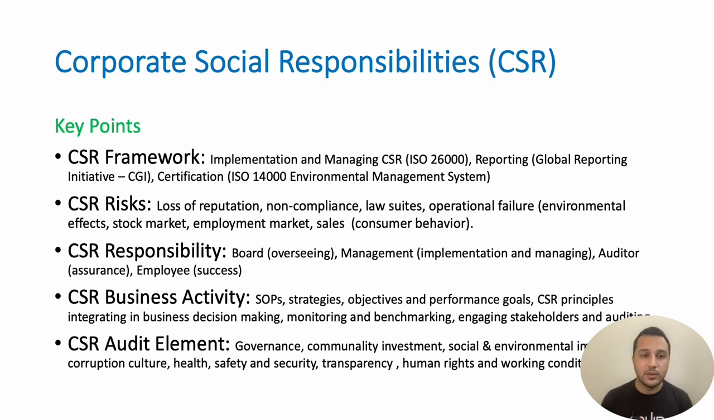Social and environmental matters. So this is again the same, whether they are trying to treat their waste and disposals to not let the environment get affected, or trying to reduce their emission level. Whether the company is transparent in terms of corruption, they have proper controls and anti-fraud measures. Health, safety and security of the employees and people where they are having operations. Human rights and working conditions. So these are all part of the key elements which you might make part of your scope of engagement whenever you are intending to carry out a CSR audit.